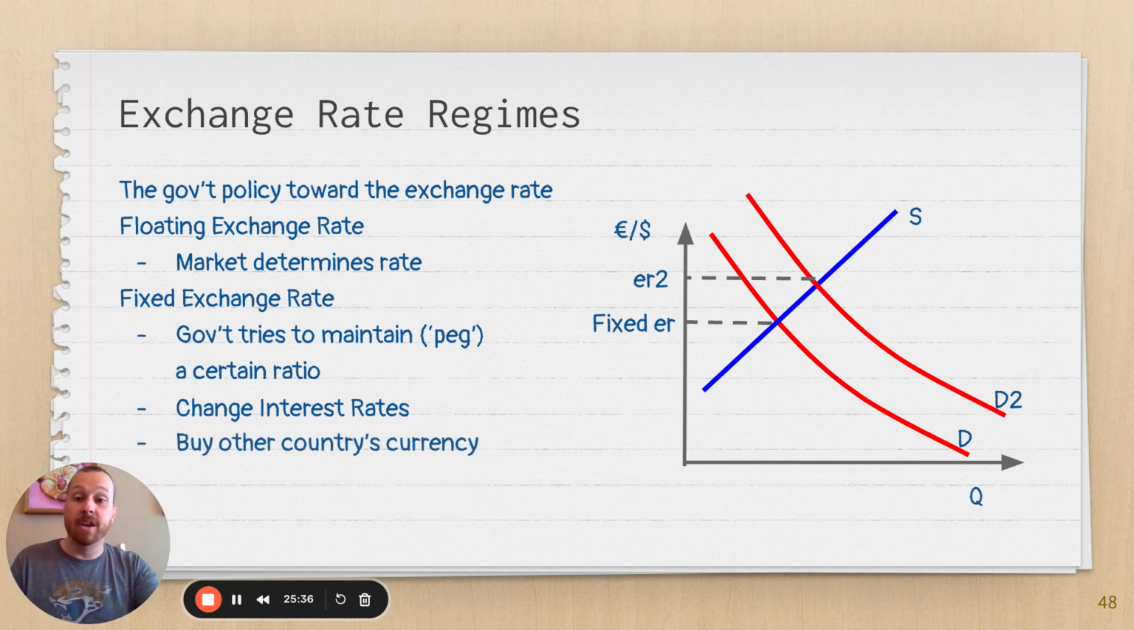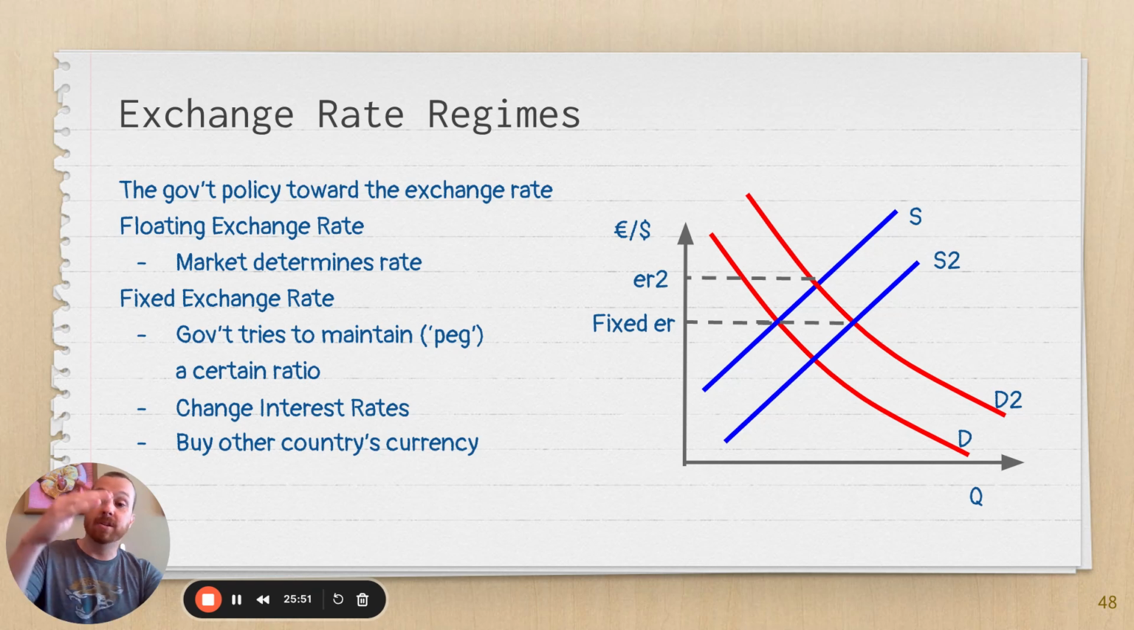Or they could say, you know what, let's just buy another country's currency. We could shift demand to the left, but instead, what if we shift supply to the right? That would be us buying other people's currency, because remember, to buy their currency, we have to supply our own currency. So that would shift supply to the right and get us back to that lower exchange rate.